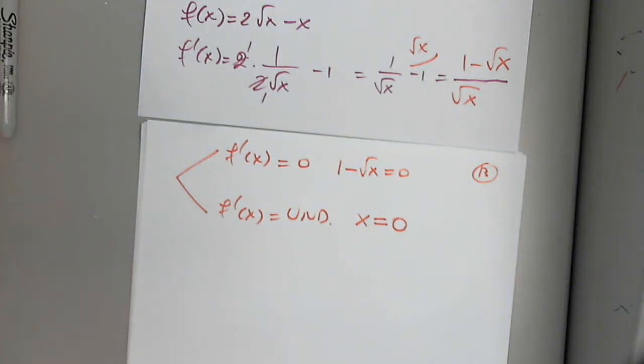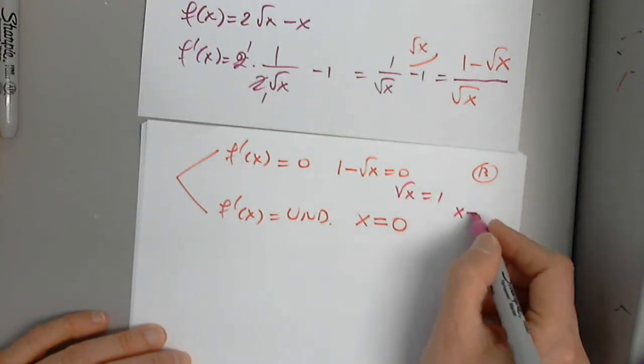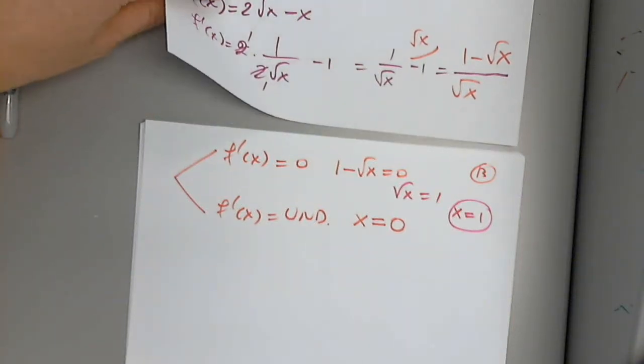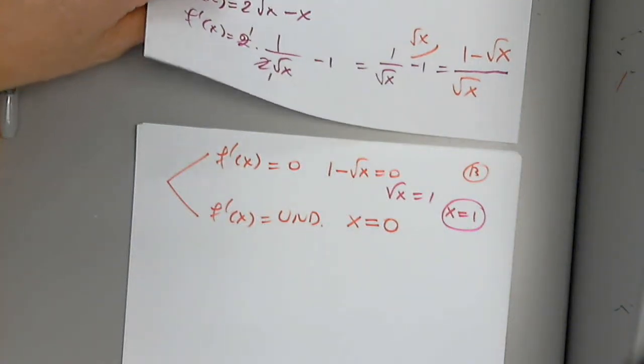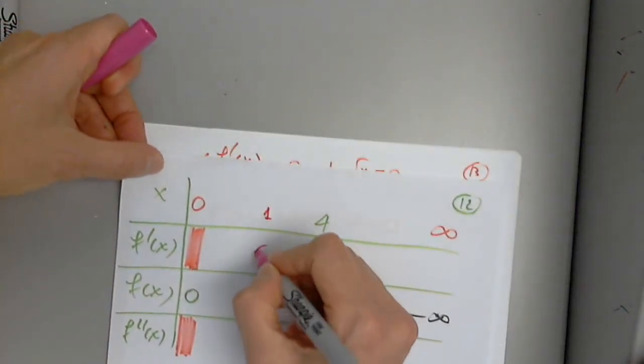Again, this is a radical equation. How do I treat it? Good. The square root of x equals 1. I square both sides and I get x equals 1. And that is the only critical number coming from f prime being 0. There are 2 critical numbers, but one is x equals 0. That's what I meant to say. Very good. So this is 1 and 0.